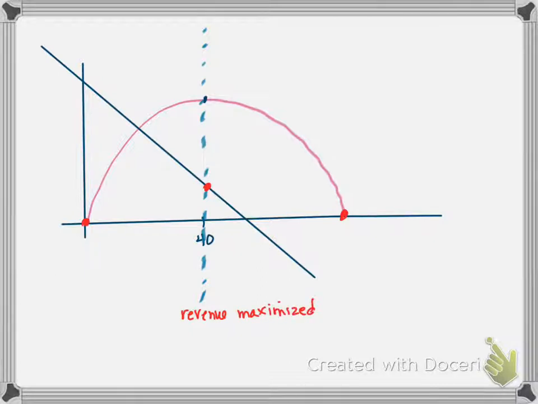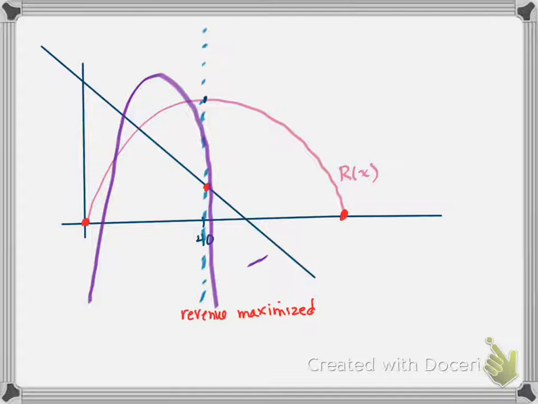Now we've come up with a second function. So this pink one is my revenue function. Now we've come up with this second function. We'll make it purple. It looks something like, I wish I could make these symmetric. I don't want that to go through that point. It looks something like this.